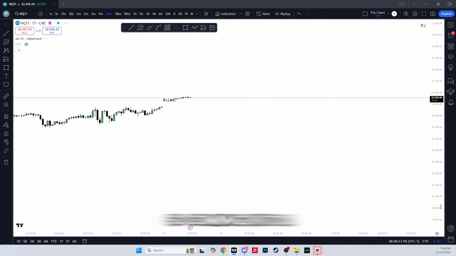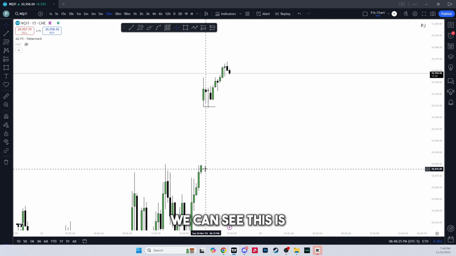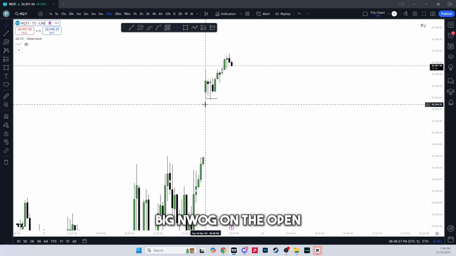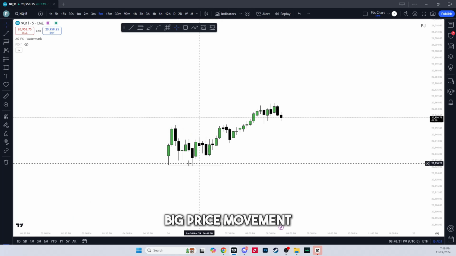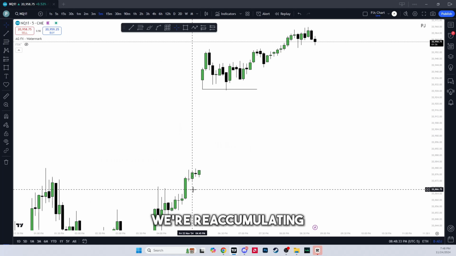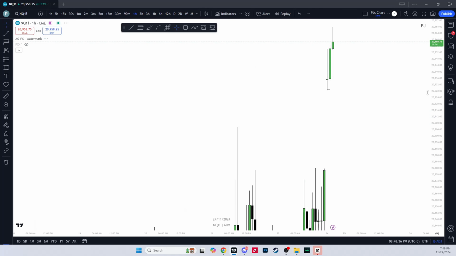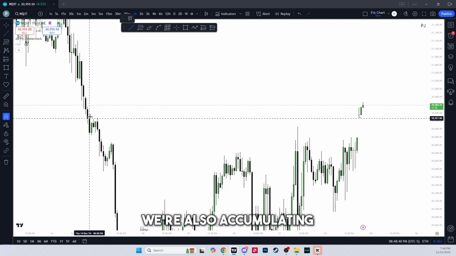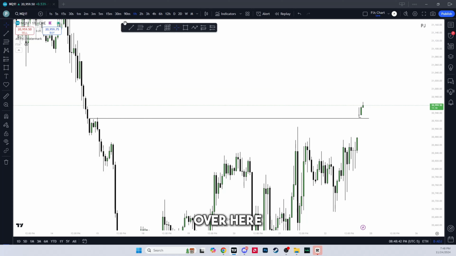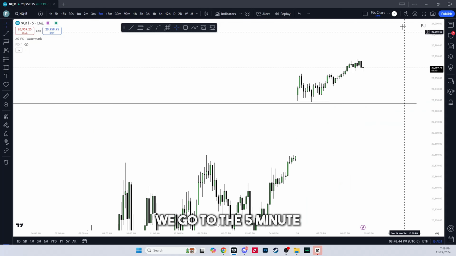So coming into a lower time frame chart, we can see this is how we ended Friday. Big IFVG on the open. Don't be scared of big price movement because we can see we're reaccumulating obviously above our old high. If we look on the hourly, right, we're also accumulating above these old highs over here. Excuse me. So we go to the 5-minute.